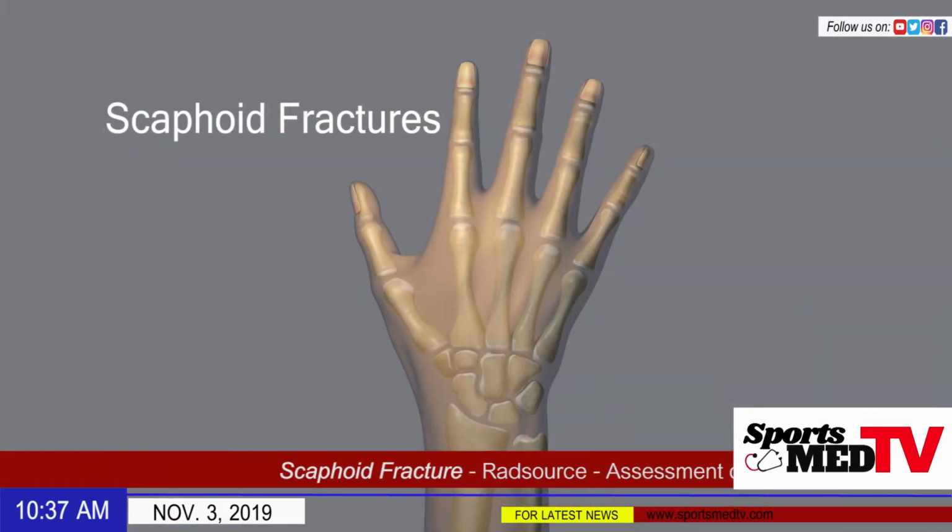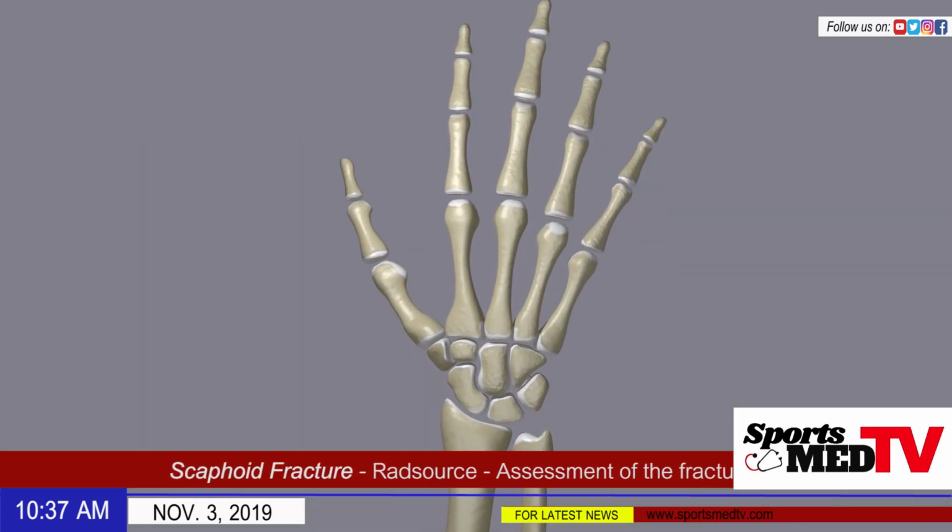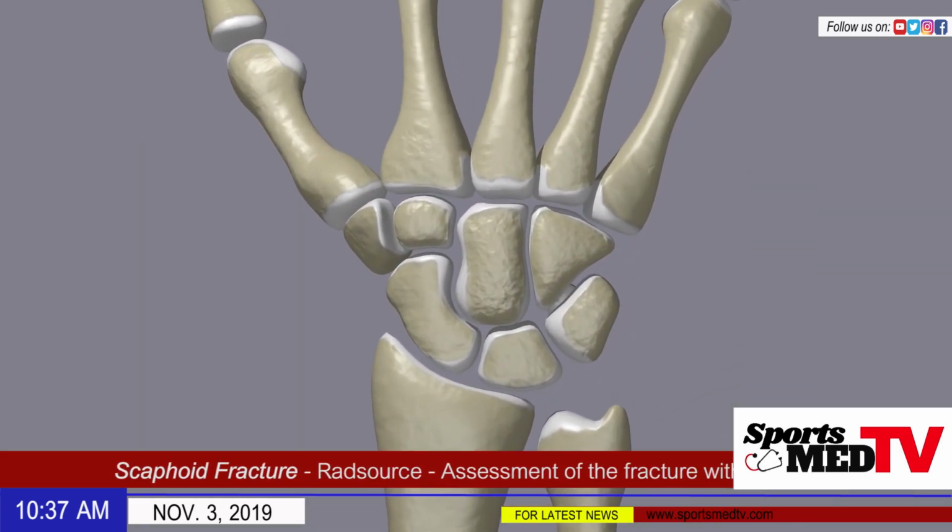And now for our last injury for today's episode, let's get to know another risky injury, the scaphoid fracture. Scaphoid fractures usually occur in young adults after a fall on an outstretched arm resulting in an acute dorsiflexion of the wrist. Is it right, Doc?